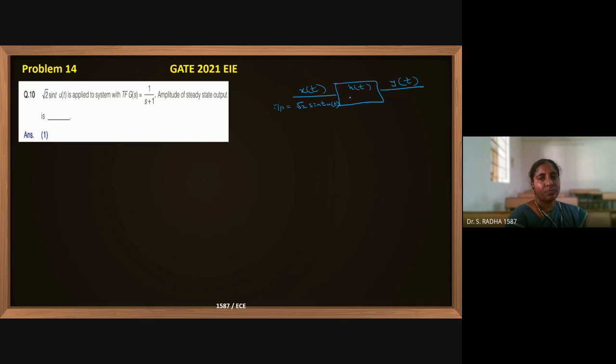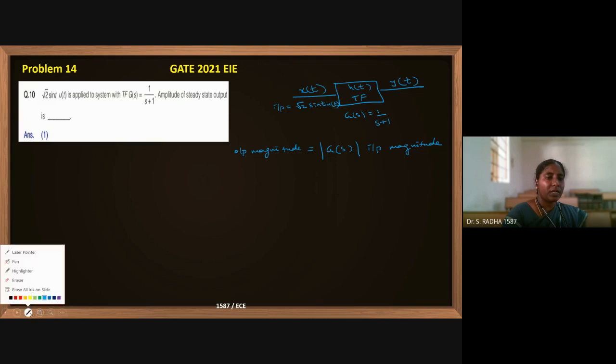This is called transfer function. So the transfer function they have given is 1 by s plus 1. Find the amplitude of the steady state output. So already I told you, output magnitude equals magnitude of the transfer function into input magnitude. This is our formula.